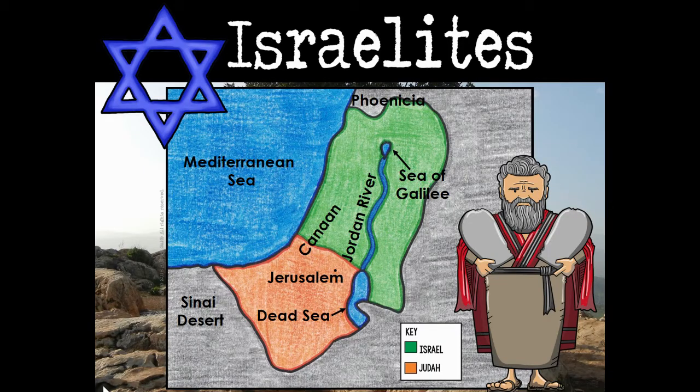So as you go back to your map matching activity, here are your labels. You'll have the Mediterranean Sea, the Sea of Galilee, and the Dead Sea. You may have heard of the Dead Sea Scrolls. The Sinai Desert in the west. Phoenicia to the north. The Jordan River, which connects the Sea of Galilee and the Dead Sea. Canaan, which is the whole area that is shaded in both orange and green. Jerusalem is the city map dot. The northern kingdom is Israel. The southern kingdom is Judah.